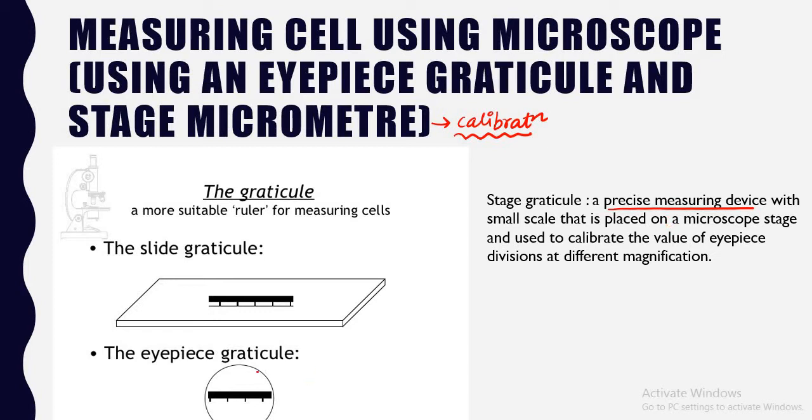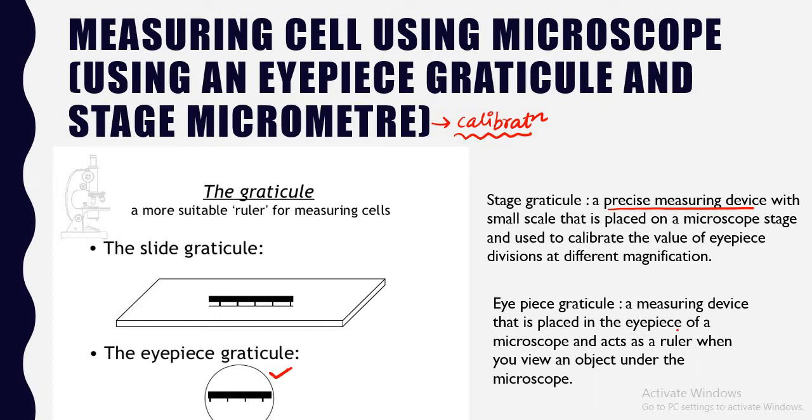And the eyepiece graticules are the ones which are fixed on the eyepiece lens of the microscope. Okay, you are familiar with the ocular or the eyepiece lens, which we have discussed in part 2. So if you haven't checked that, please go and check it, because your eyepiece graticules will come under that. Okay, they are fixed on the eyepiece lenses. So they are what?